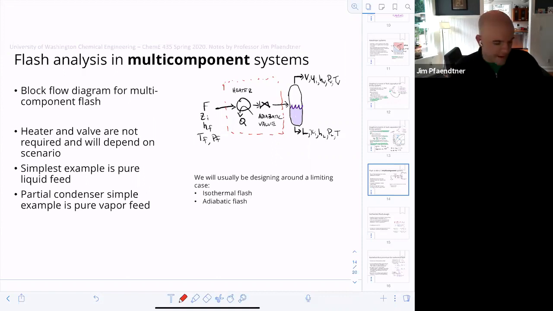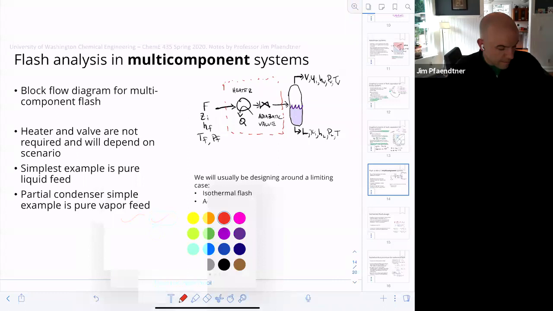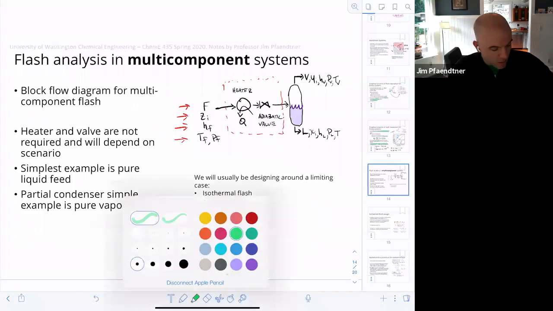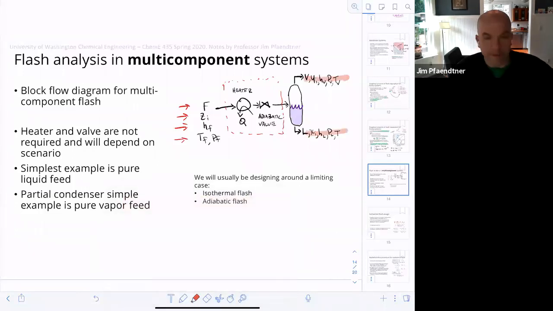So to totally specify this system, we would need the feed flow rate, Zi, that's all the feed compositions, the enthalpy of the stream, as well as the temperature and the pressure. And you can see also that we have the exact same variables here coming out in the vapor and liquid phases. The simplest example is just a pure liquid feed. And in the partial condenser, the other example I mentioned a few slides ago, the simplest example there is just a pure vapor feed.